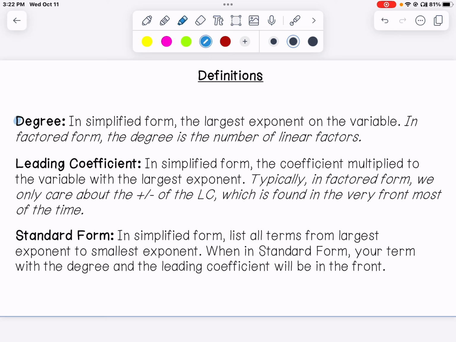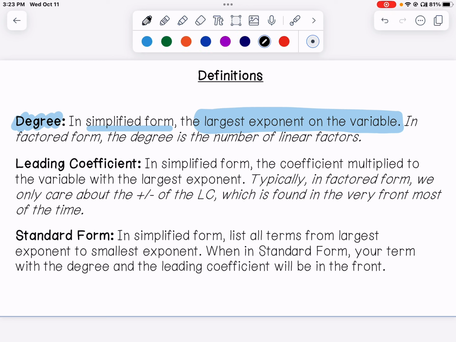The degree is pretty easy to find when something's in simplified form. And what I mean by that is that it's just terms being listed. So if you watch my other video, all of those examples that we saw there. When it's in simplified form, so everything's already multiplied out as terms being listed, the degree is simply the largest exponent on the variable. We use this as a large classifier of what type of polynomial we're looking for.